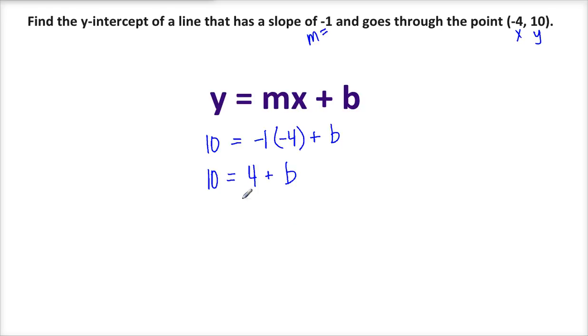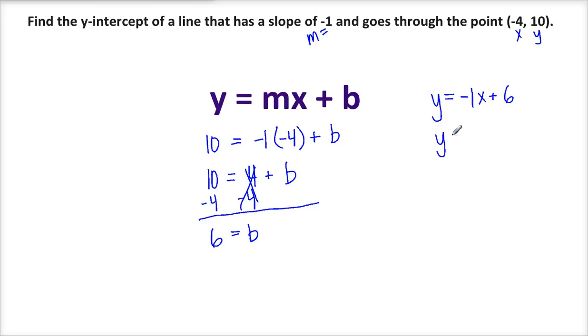Hopefully you guys can solve this one. Subtract 4 on both sides. 10 minus 4 is 6. Those combine to be 0. So b equals 6. How to write the equation now for this line? y equals m, which is -1, x plus b, which is 6. And like I said in the previous video, we don't usually write a 1 in front of our variable. So the more common way you would see this written would be like this. This is the equation of the line being described.